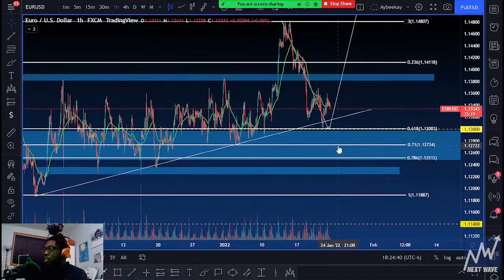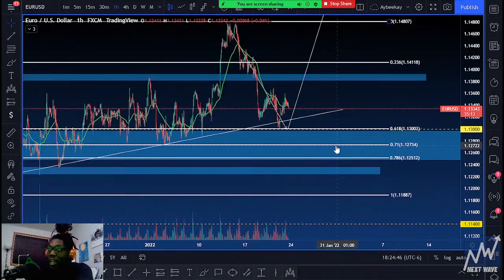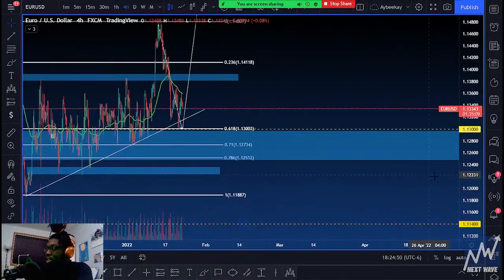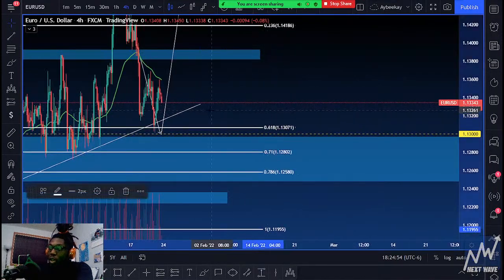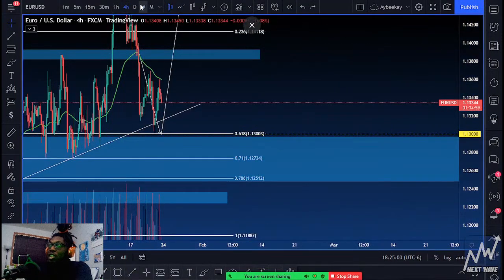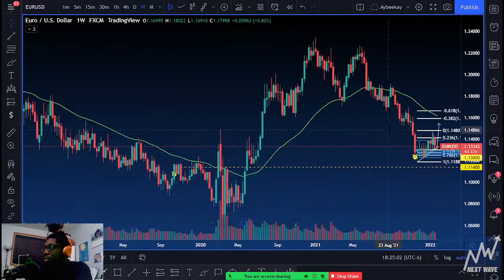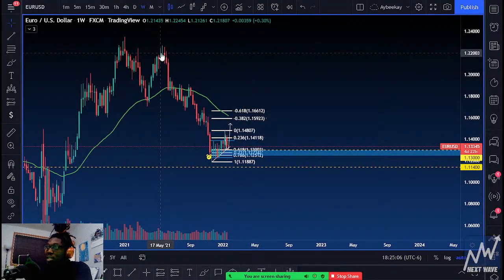I would rather see 1.12734, especially since FOMC is coming up. I feel like there might be a lot of fake outs on the DXY before it decides if it's going to go bullish or if it's going to continue its long-term bearish move. Because if we really take a look at the weekly time frame on Euro USD, it has been pretty bearish since May of 2021.